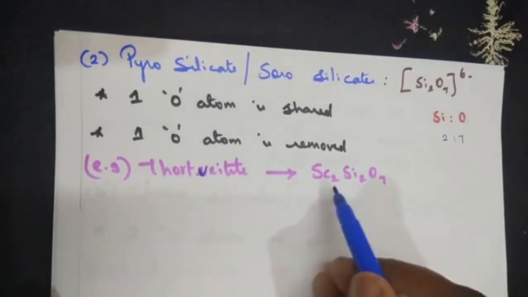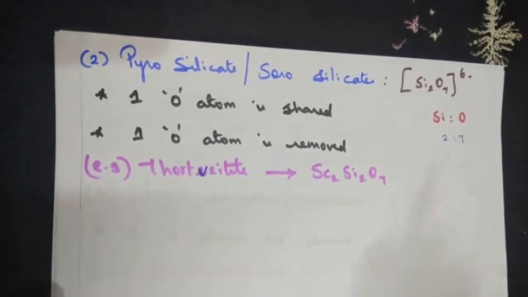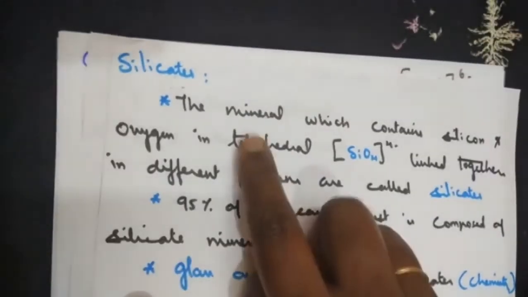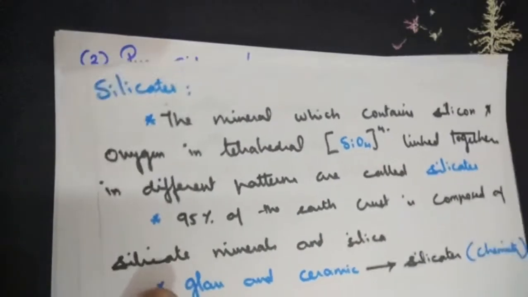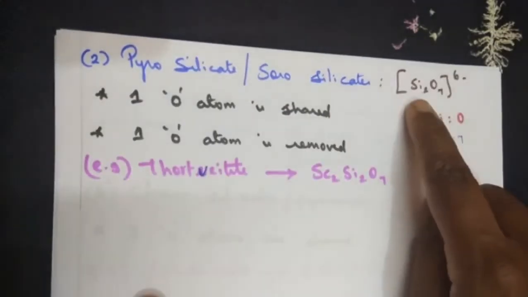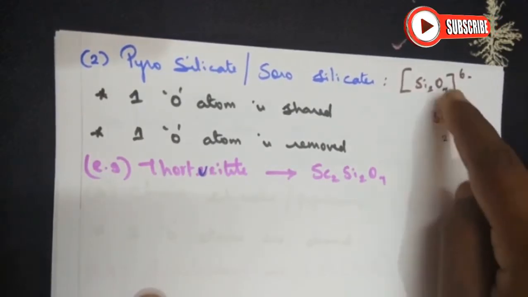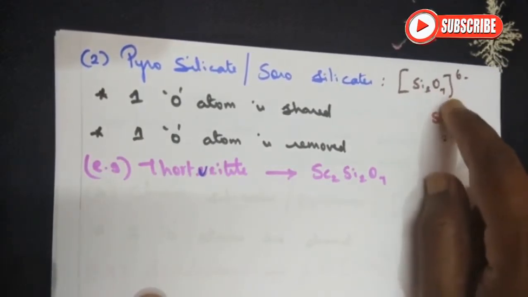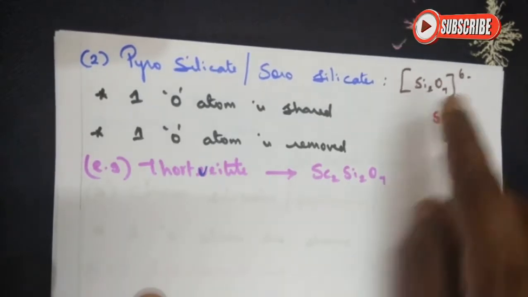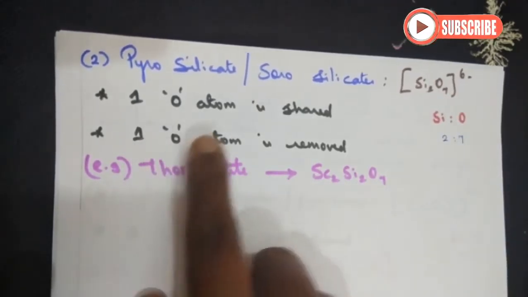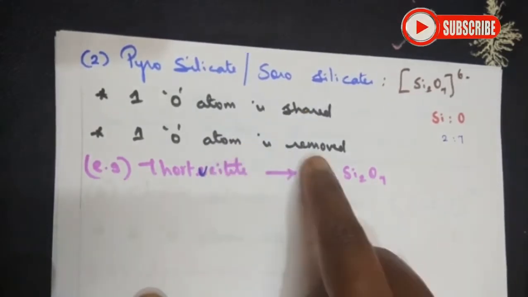Example, thortveitite, Sc2Si2O7. Now if you see here, the basic unit of silicates is SiO4. Now when you say Si2, each silicon is bonded to 4 oxygen, so we should have 8 oxygen. But what do we have? They are bonded to only 7 oxygen. And that's the term we have written: 1 oxygen atom is shared and 1 is removed.